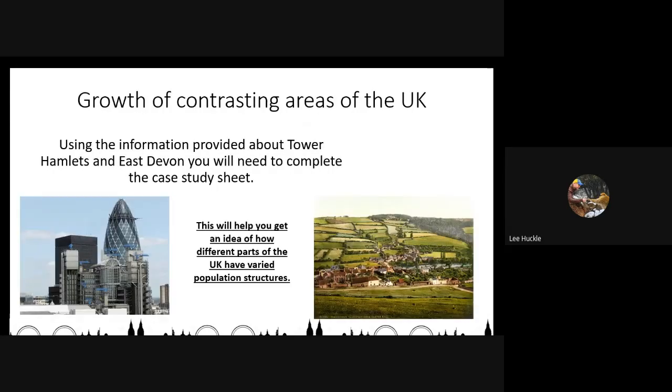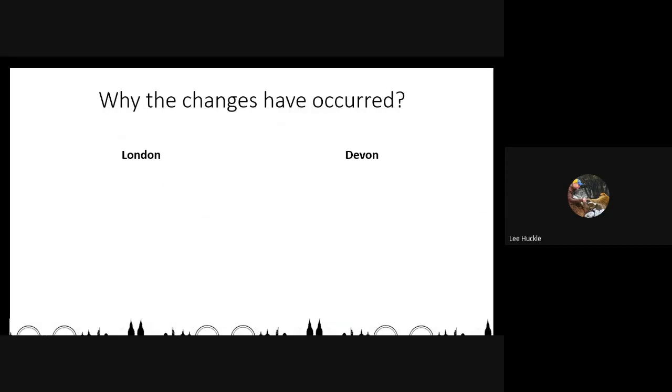You then started to delve into a comparison where you started to look at these two areas of Tower Hamlets and East Devon. Not a majorly detailed comparison, but a very simple comparison of the Tower Hamlets urban area and the East Devon rural area. You'd have completed a very simple case study sheet where you had some resources to use to compare and contrast the two different areas. And then you'd have looked at why the changes in these two areas have occurred.